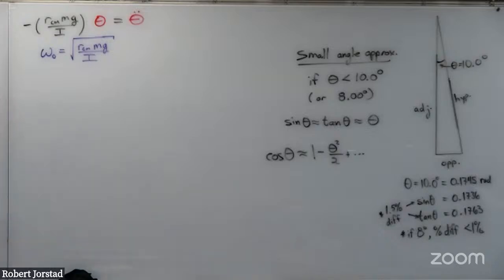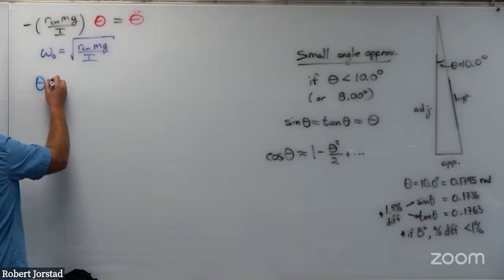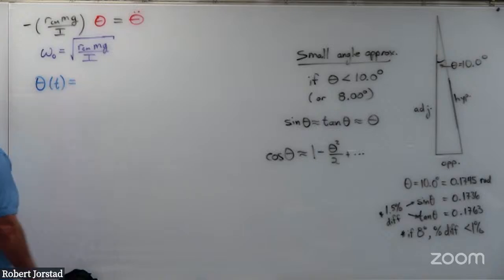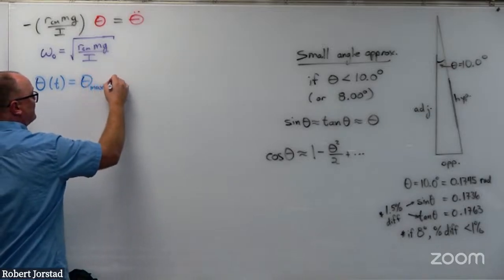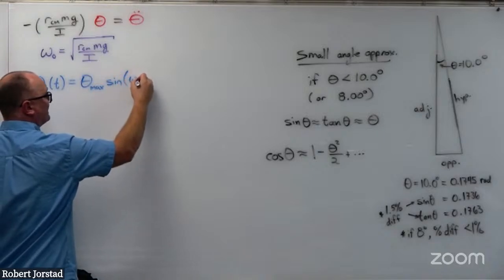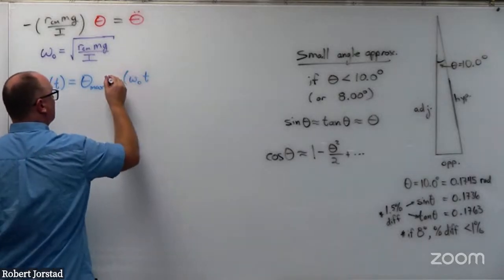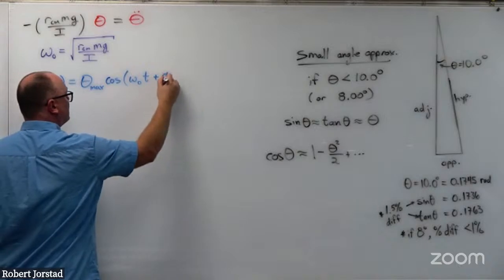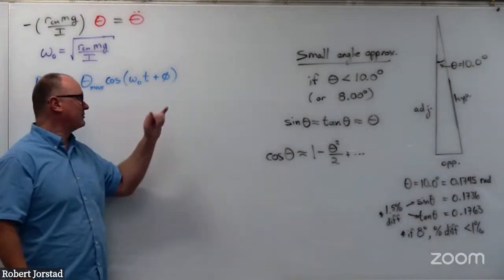Let me see which marker. Will this one work? I think this is good. Theta as a function of time, one way we could write this is theta max times sine of omega naught t, and then did I want to do plus phi? Oh, we're doing a cosine function. I apologize. So that is one equation that would be valid. The sine equation would also be valid. It would just change what the value of phi is.